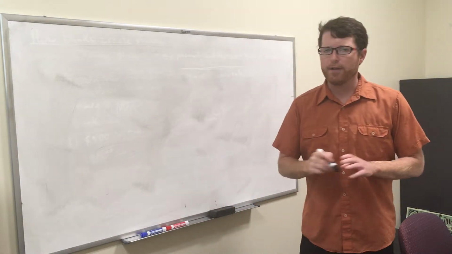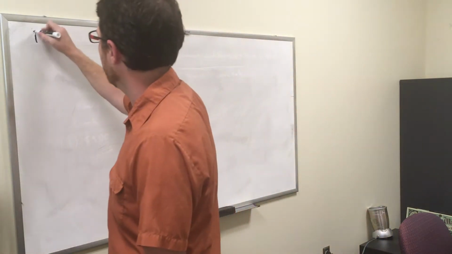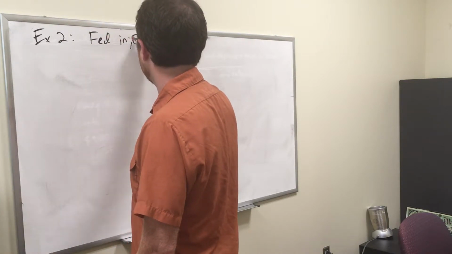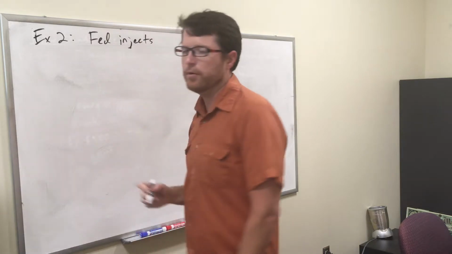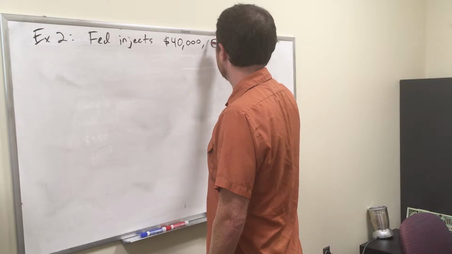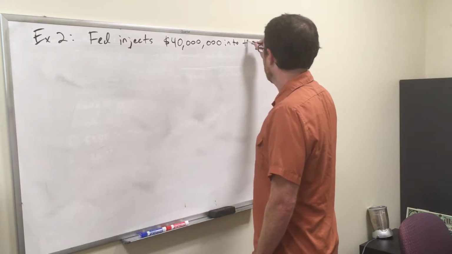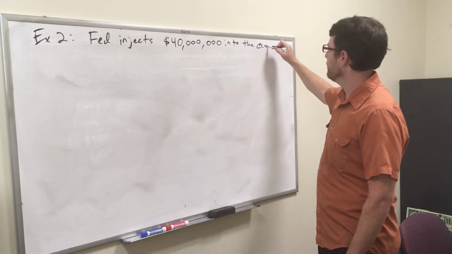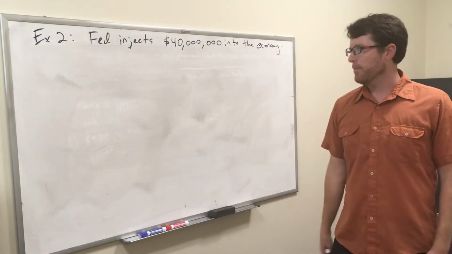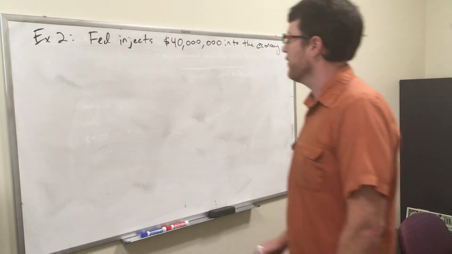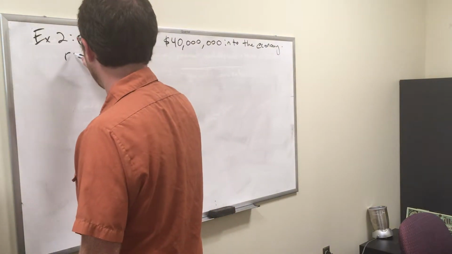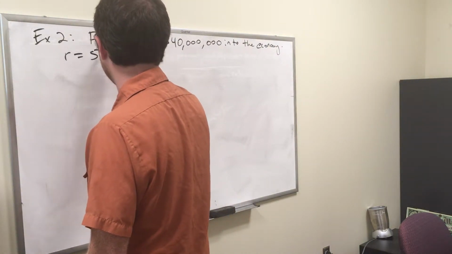All right, so just to see how this works then, from another example, let's call this example 2. Let's say the Fed injects $40 million into the economy. We're going to learn in this chapter how they would actually do this. Again, I don't want to explain how we're going to do that yet because it's pretty complicated. But let's say they inject $40 million into the economy. And let's assume in this example that the required reserve rate equals 5%.